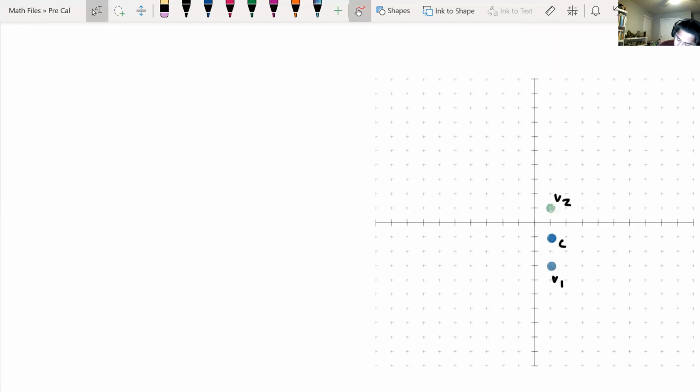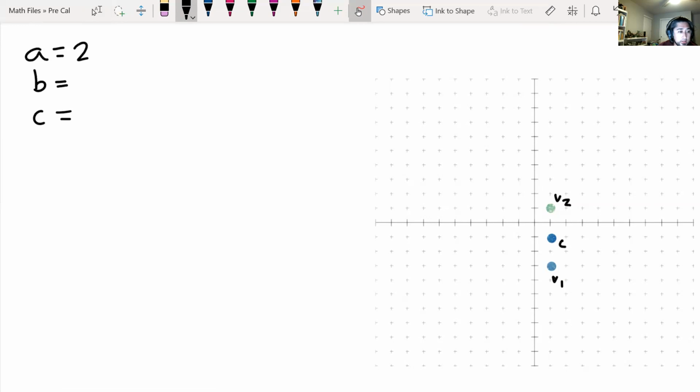Wait, solve for what exactly? Hang on, I'm getting there. Well, you know a, so now you have to find b. A is 2. I'm having problems too. Oh my goodness. Hang on, let me look at this. I'm looking at different screens.